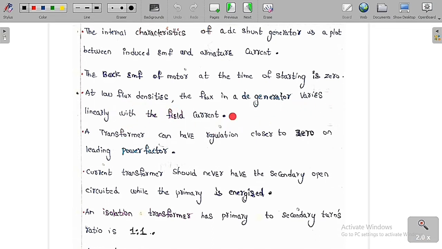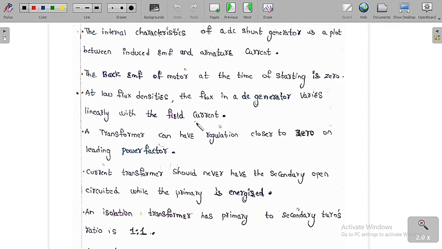At low flux densities, the flux in a DC generator varies linearly with the field current. Simply, that is called the unsaturation region, or low flux densities. The flux is directly varying with the field current: as the field current increases, the flux increases. So in the unsaturation region, flux is directly proportional to field current. If the field current is varying, flux is also varying.